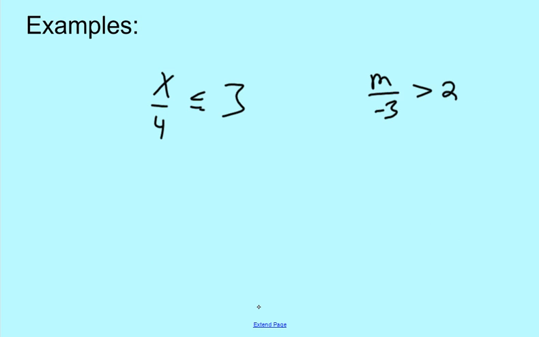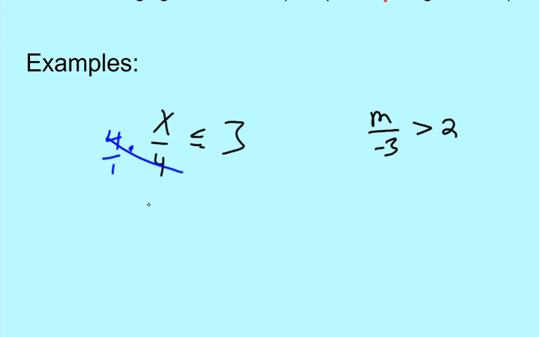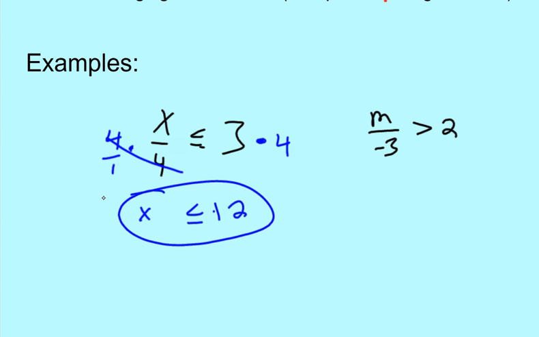So this first example, we can use the multiplication property of inequality. Remember, we multiply this side by 4, or 4 over 1, so that these cancel out, and you just have x over 1, which is just x. But then you multiply this side by 4. Less than or equal to stays there, and what is 3 times 4? It's 12. So x is less than or equal to 12. That's it, just using multiplication.